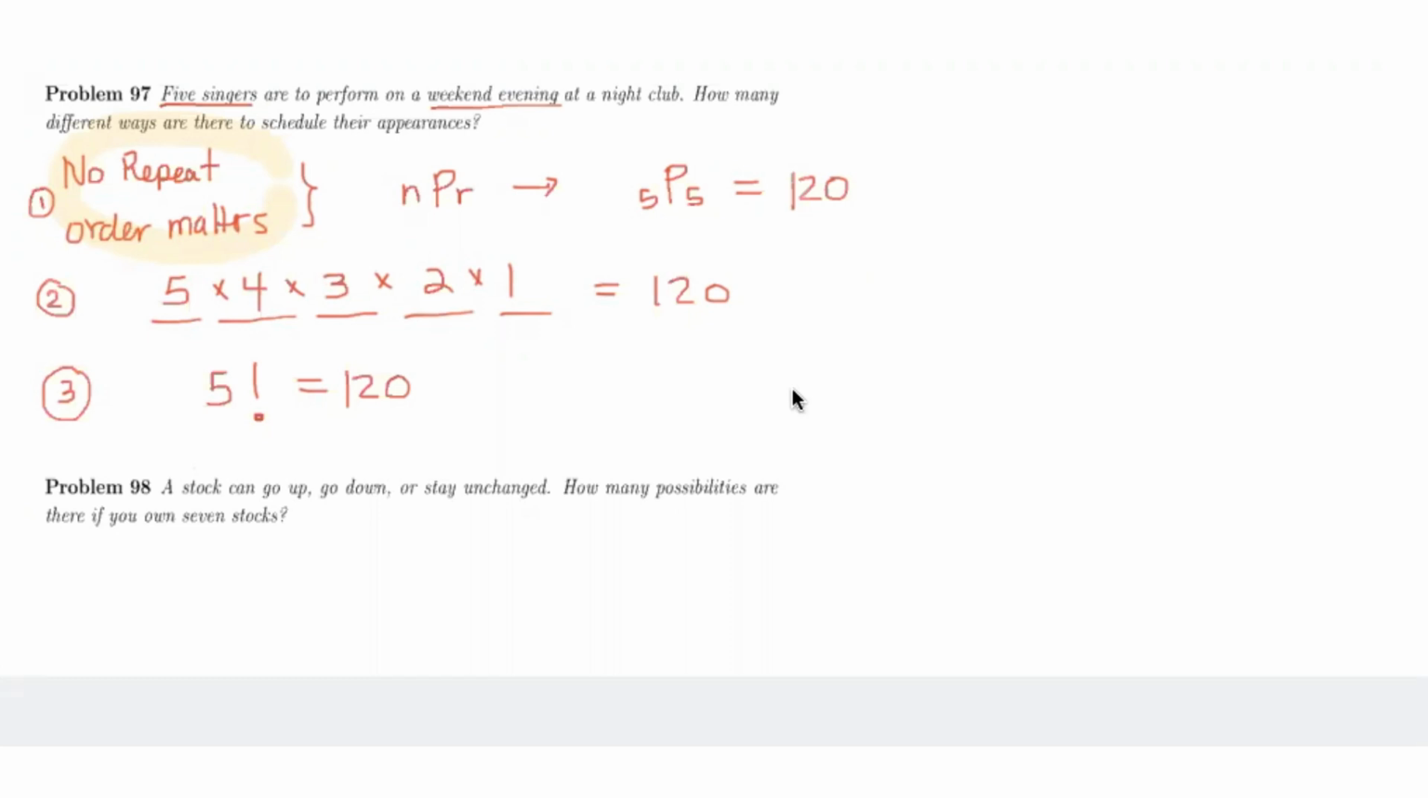So I was talking about the stocks and how it can go up, down, or stay the same. And it was asking how many possibilities there are if you own 7 stocks. So I wrote out 7 lines, and then I did the 3 different ways they could change. 1, 2, 3, 4, 5, 6, 7. Is that what you say?